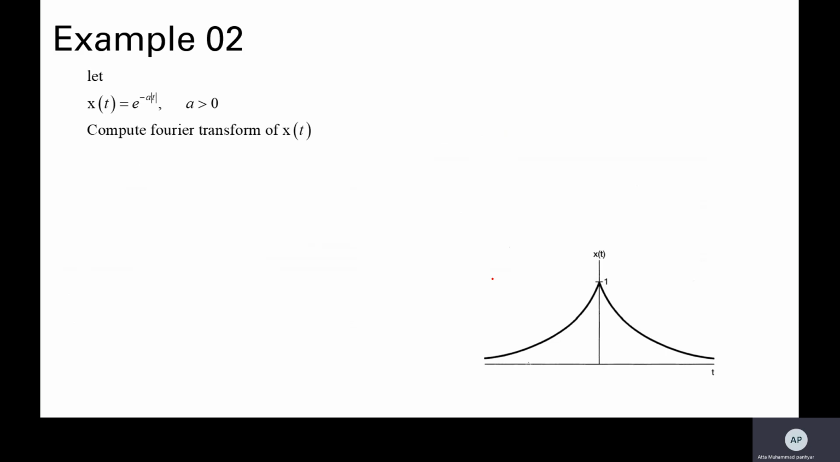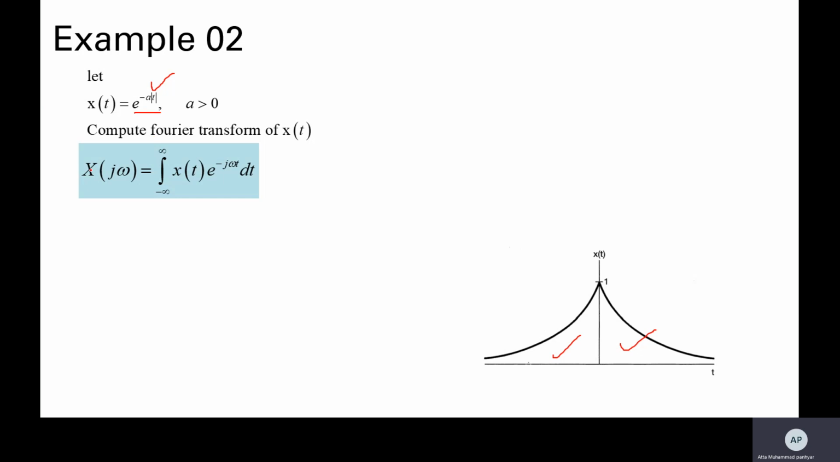We want to compute other examples as well. So let's say now we have e to the power minus a absolute value of t. This means the signal would be positive on both axes, like this one. On the negative axis it would be positive, and on the positive axis it would also be positive. So how do we compute the Fourier transform for it?